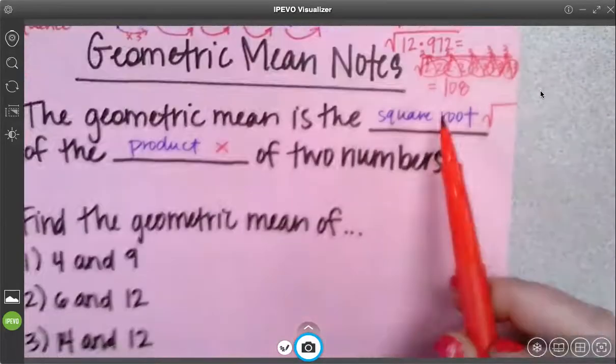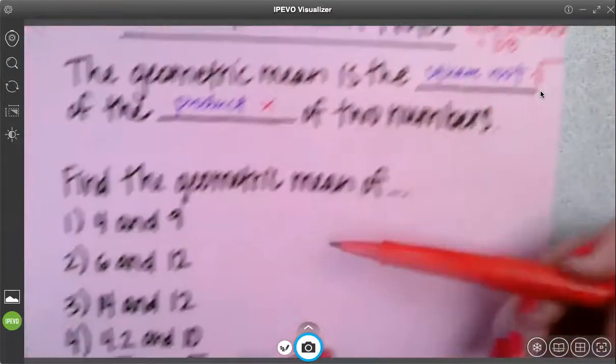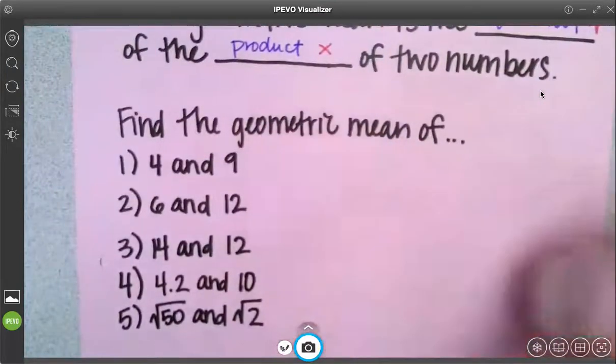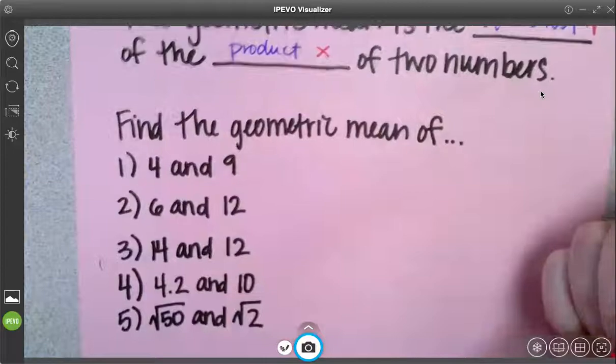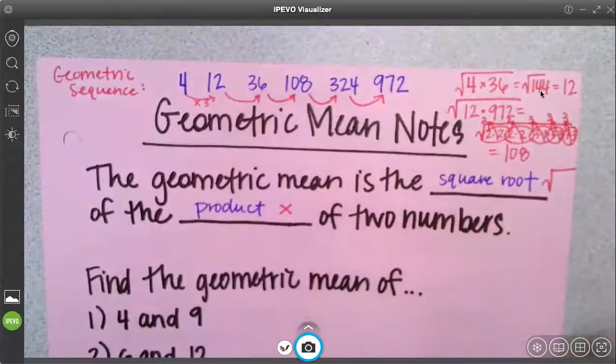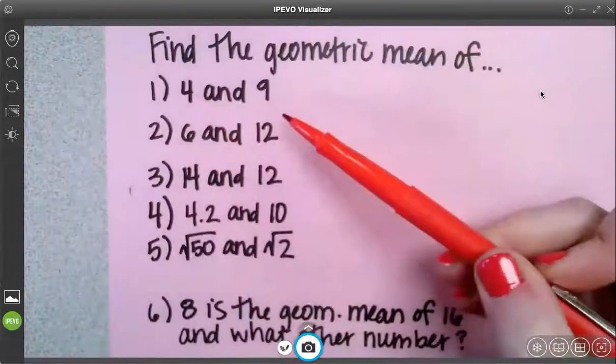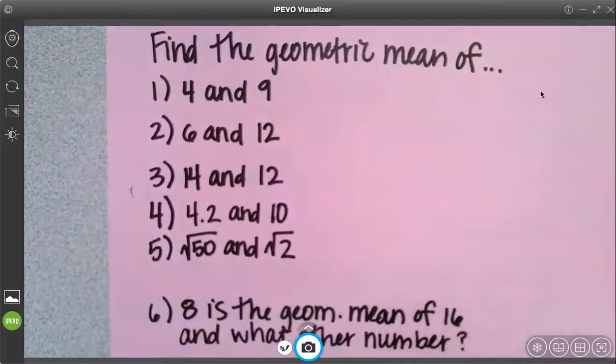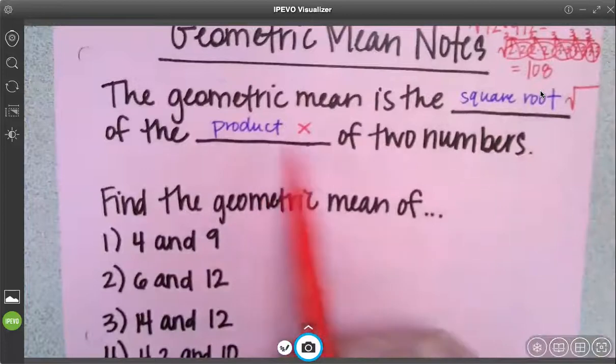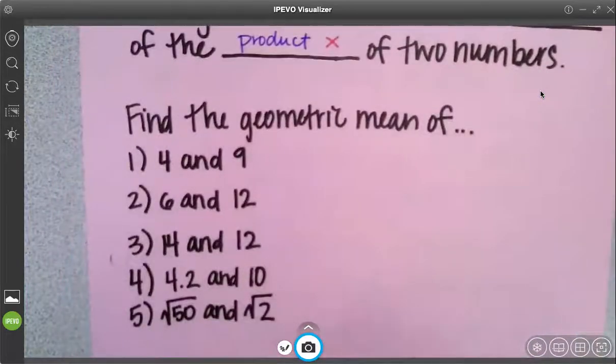So what this allows us to do is find the geometric mean of other numbers where we don't necessarily have the sequence. We don't have this list up here that we can just refer to. We don't even necessarily know what they're multiplying by every time, but that's okay. We don't have to know because this little formula up here, where we multiply and then take the square root, takes care of all that.